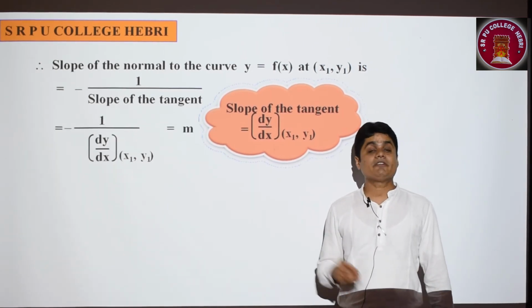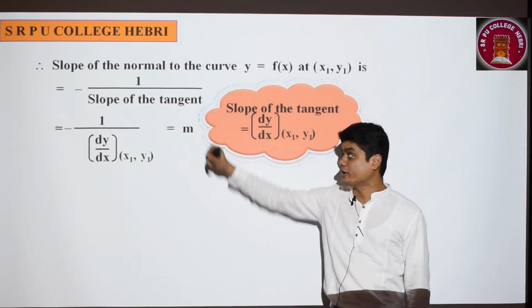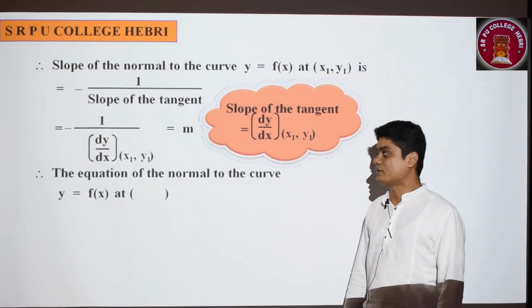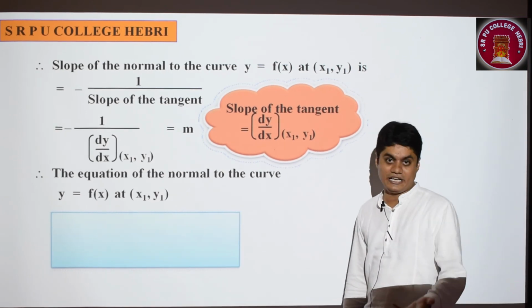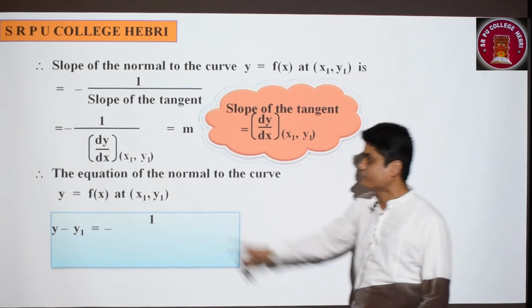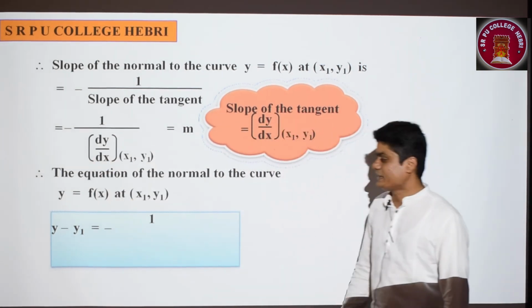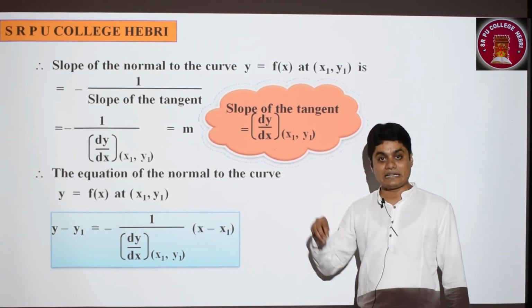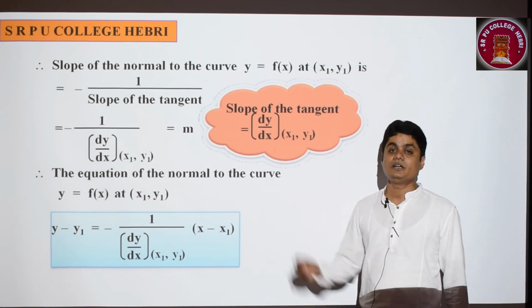So what is the equation of the normal? We know the slope and we know the point. Therefore the equation of the normal to the curve at the given point is, what is the answer? The same slope point form again: y minus y1 equal to, instead of m, replace all this, -1 by dy by dx at x1 y1 into x minus x1. So this is the equation of the normal to the curve at the given point.